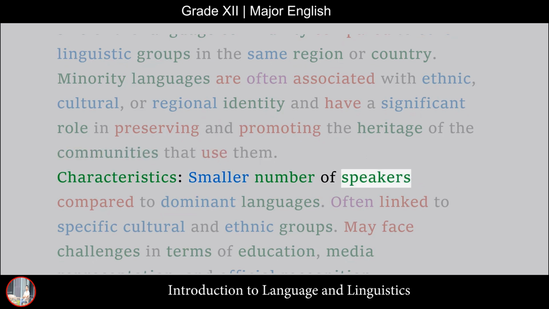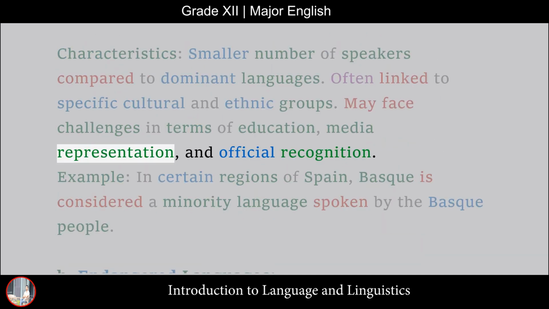Characteristics: smaller number of speakers compared to dominant languages. Often linked to specific cultural and ethnic groups. May face challenges in terms of education, media representation, and official recognition. Example: in certain regions of Spain, Basque is considered a minority language spoken by the Basque people.